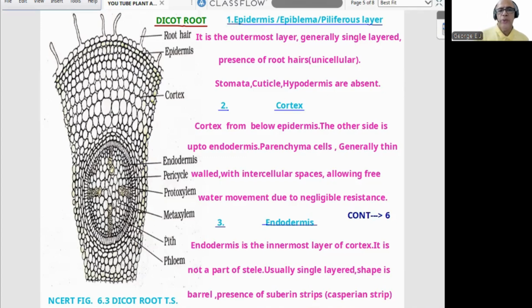Second layer is endodermis. So endodermis is the innermost layer of cortex. It is not a part of stele. Usually it will be single layer, diagram very clear. Shape is barrel shape. Presence of suberin strips, we already studied, Casparian strip. Now water molecules will be unable to move through endodermis. Suberin is there, so suberin strips are seen on radial and tangential wall of endodermis. Now we can proceed to next page.